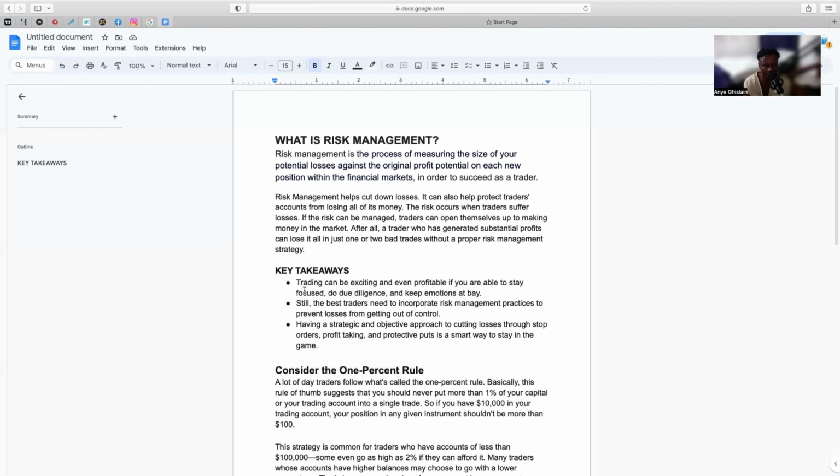Let's look at the key takeaways. Okay, so there are 3 points here. Let's look at the first one. Trading can be exciting and even profitable if you are able to stay focused, do due diligence, and keep emotions at bay, right? As a trader, you need to be able to stay focused on every trade you take, be it a losing trade or a winning trade.